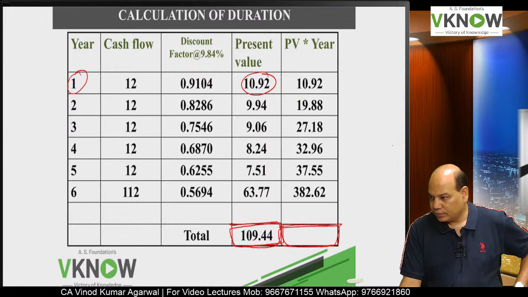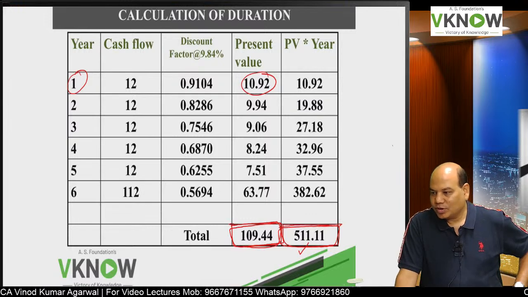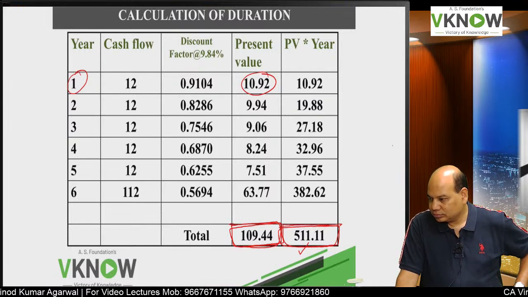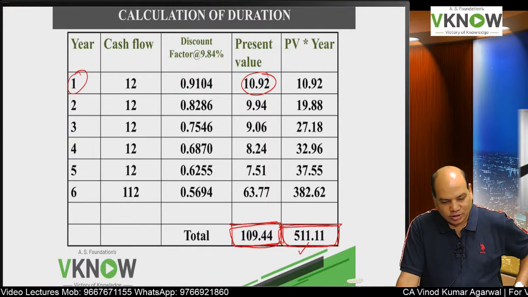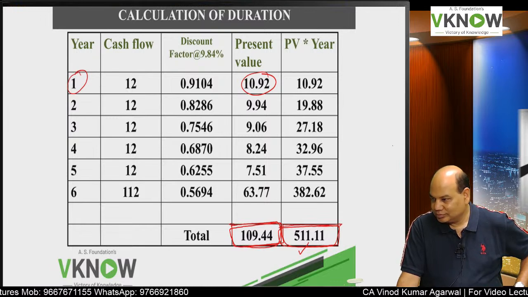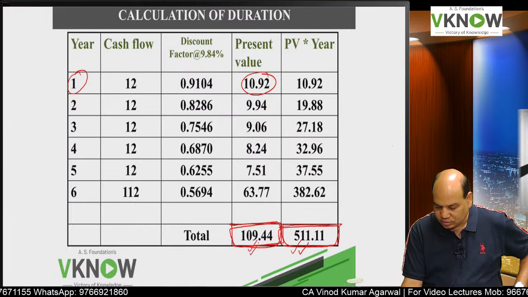So now you solve, take the total, check the total. Yes, Divya is the total right? 511.11. Muralidhar is the total right? Okay, so note down these two numbers.